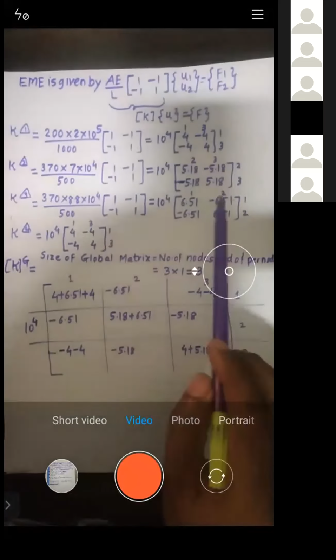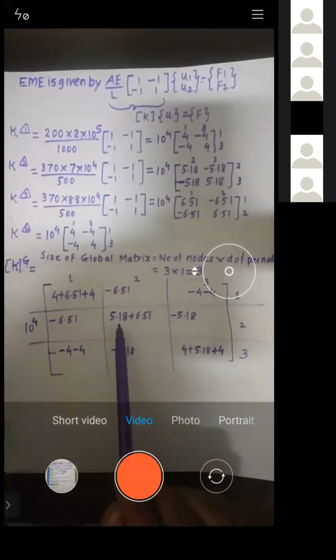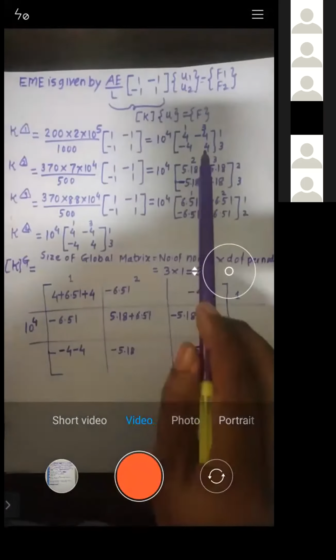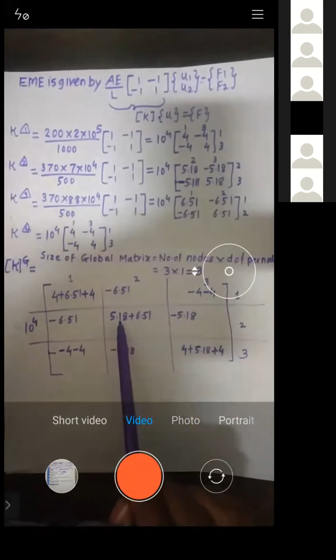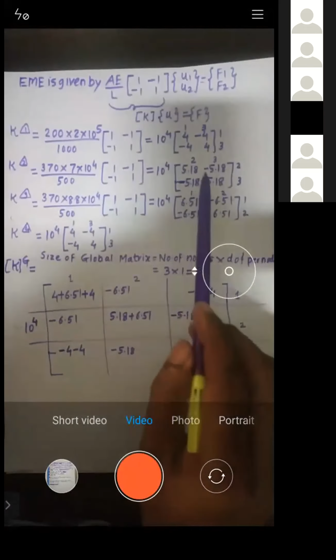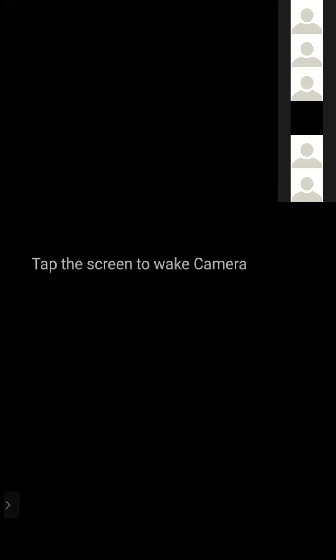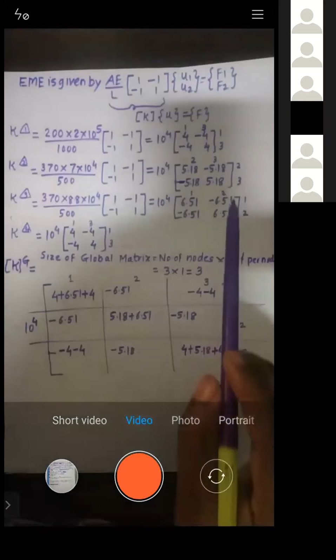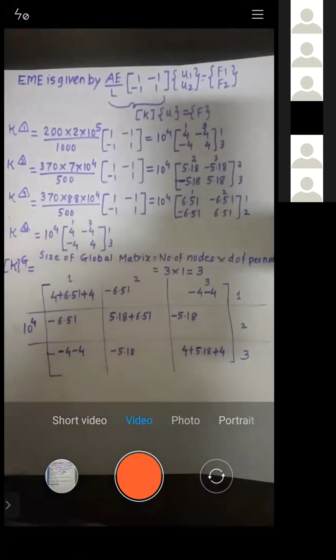Next move to 2, 3, 2, 3. So just get the starting point, 2, 2. At 2, 2 you place the value 5.18, then this value minus 5.18, then this value minus 5.18, then this value 5.18, right?